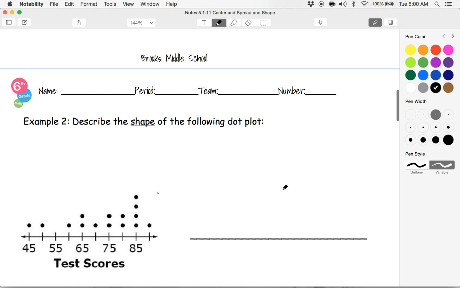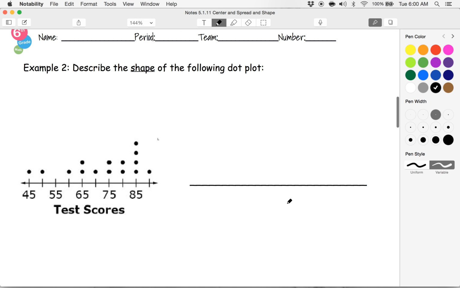Okay, take a look at this one. So when you see this, you have to decide, does it look kind of symmetric, where it's a nice even mountain the whole way through? Not really. Does it look like it's kind of sloped one direction or the other? A little bit. So now that we know it's sloped, we know that it's going to be skewed.